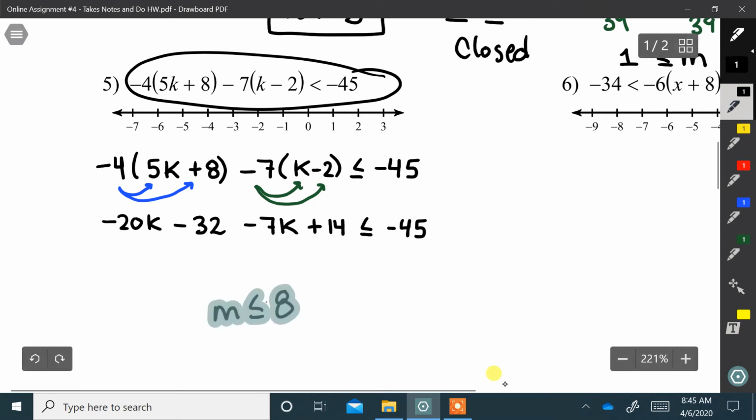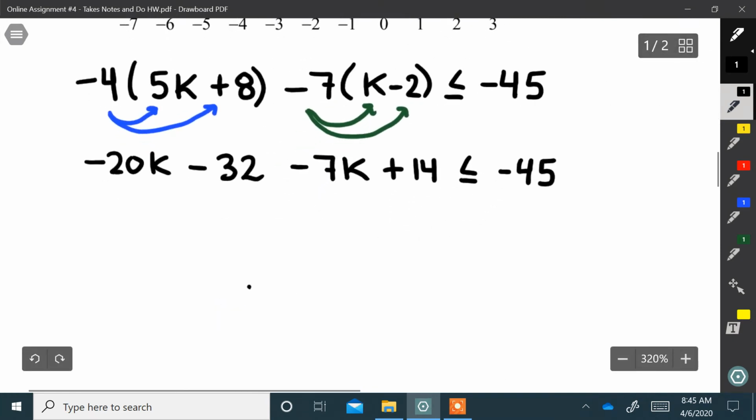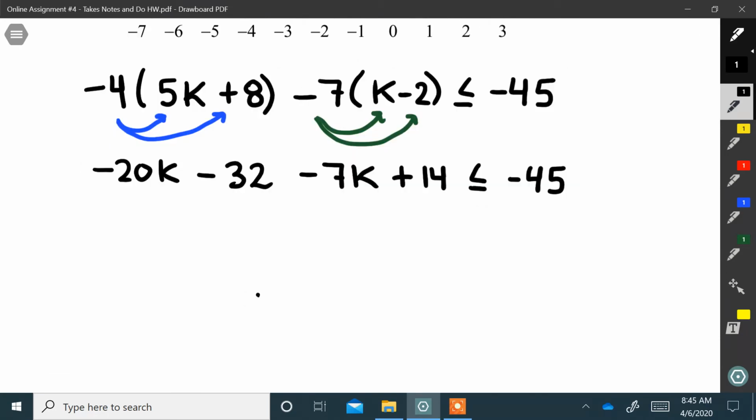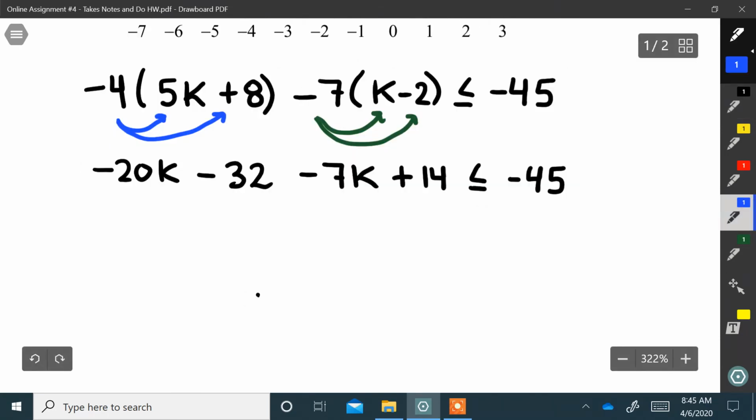That's why I'm showing you how to get to that final answer. Okay, I don't want answers. I don't care about the answers. What I care about is how you got to that answer. That's the important part in here.